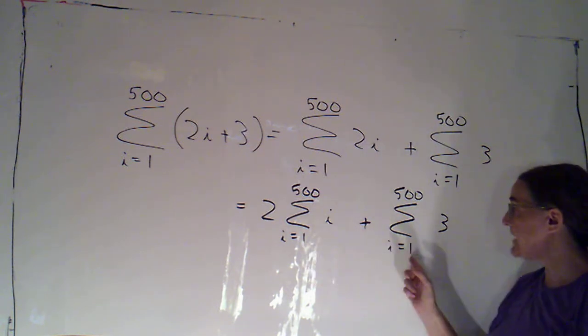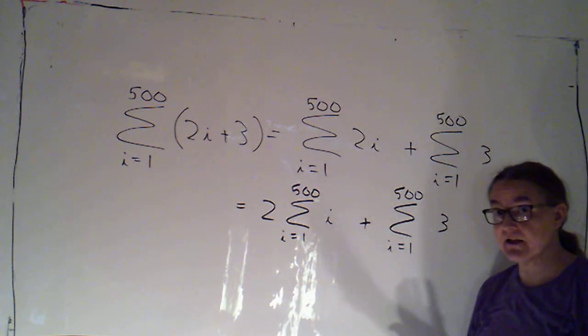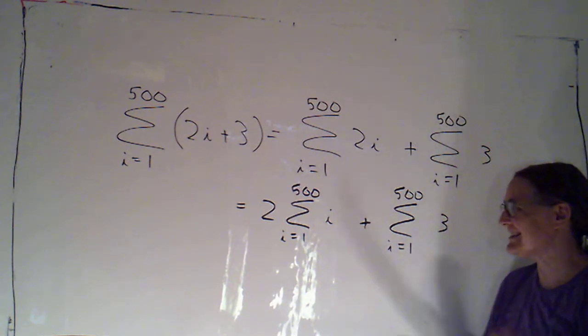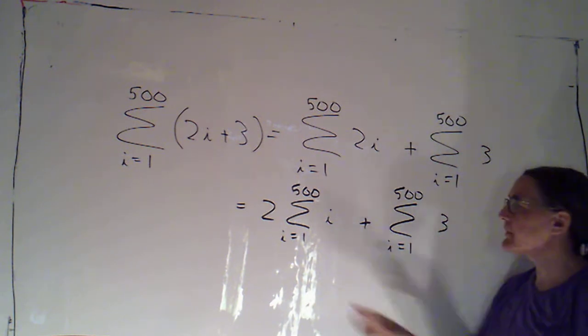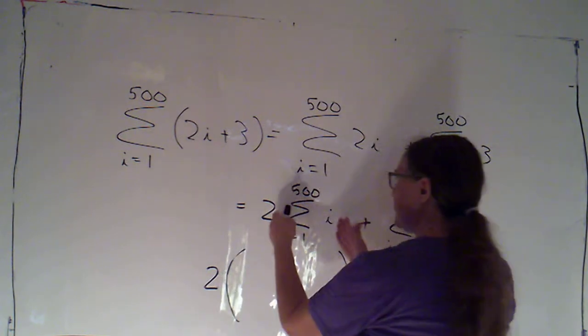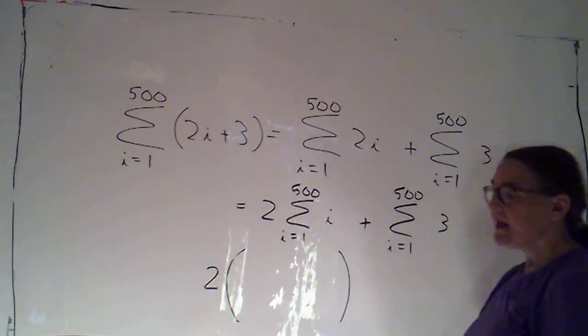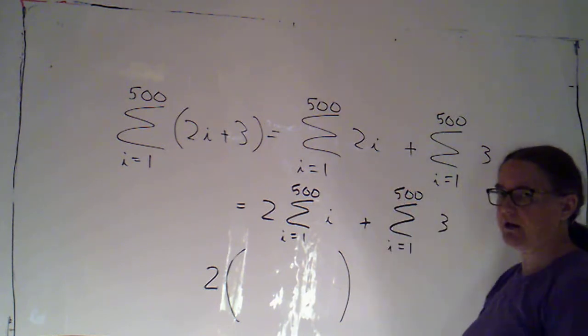The initial index in each case is 1. Here I'm just adding up consecutive integers so that my term is exactly the same as my index, and here I'm adding up a constant. So over here I'm going to get 2 times whatever this sum is. So I want to remember this. Now I could just memorize the formula, but I'm going to think through it.